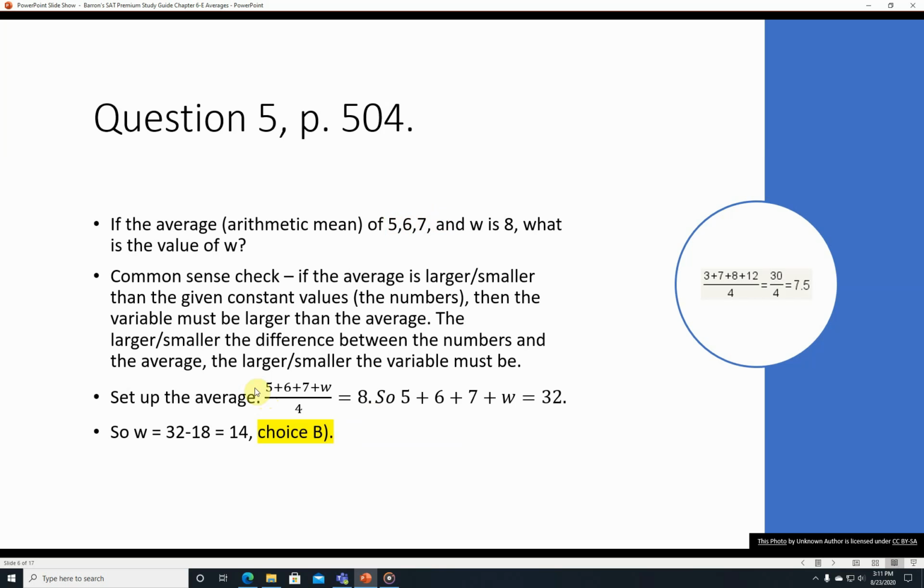And definitely if we do it algebraically this way, we have 5 plus 6 plus 7 plus W over 4 equals 8. So 5 plus 6 plus 7 plus W equals 32. So W is equal to 32 minus 18, which is 14, choice B.